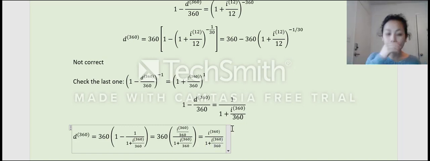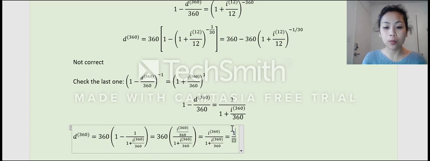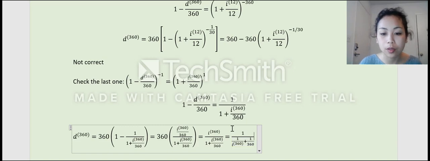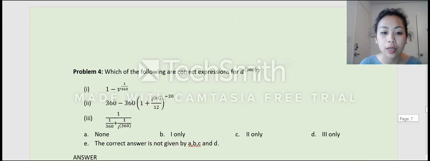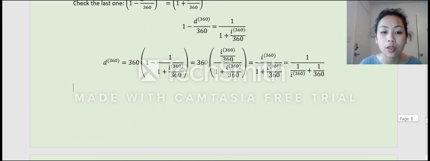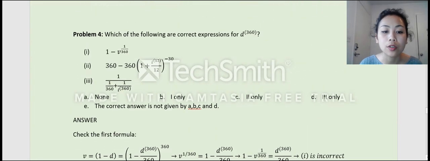So now we are going to divide the top and the bottom by i^(360). So on the top we have 1 over i^(360) plus 1 over 360. So this is the final formula. And we will compare this one with what we have here, and they are the same. So the last one is the correct answer, and only the last one.